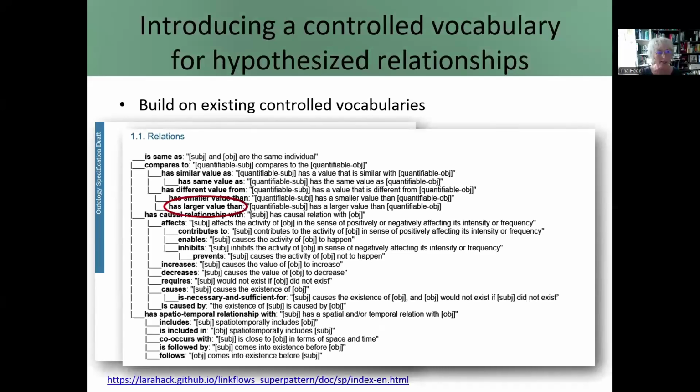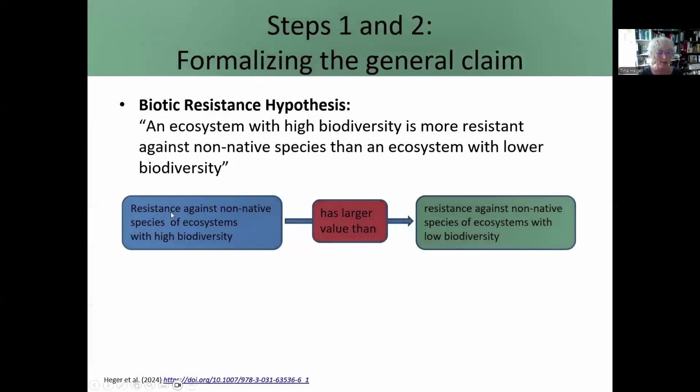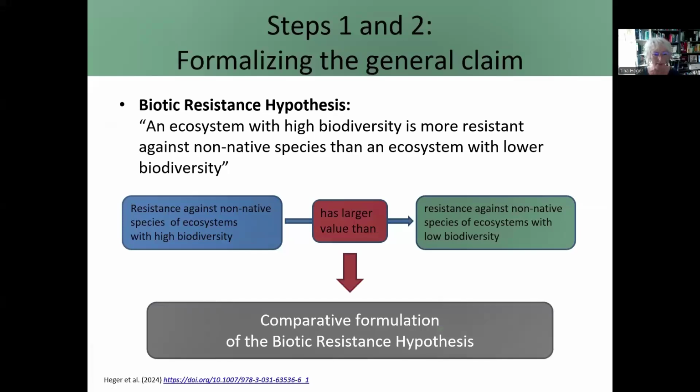And for the biotic resistance hypothesis, I picked this one here, namely has larger value than. So reformulated as a triplet, it reads: resistance against non-native species of ecosystems with high biodiversity has larger value than resistance against non-native species of ecosystems with low biodiversity. And this is, as you can see, a kind of comparative formulation of the biotic resistance hypothesis.